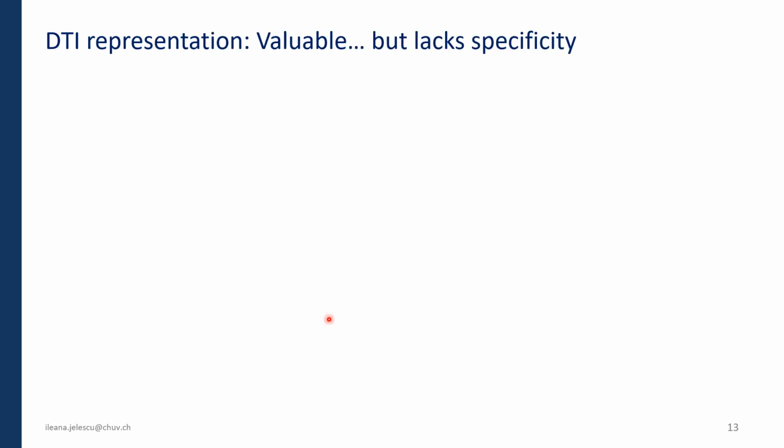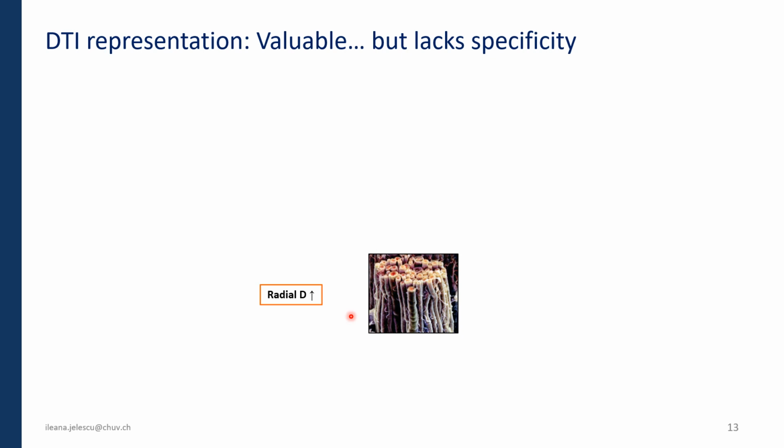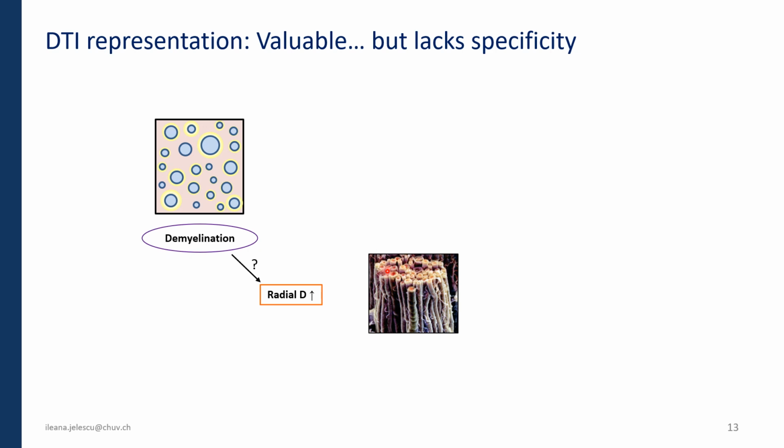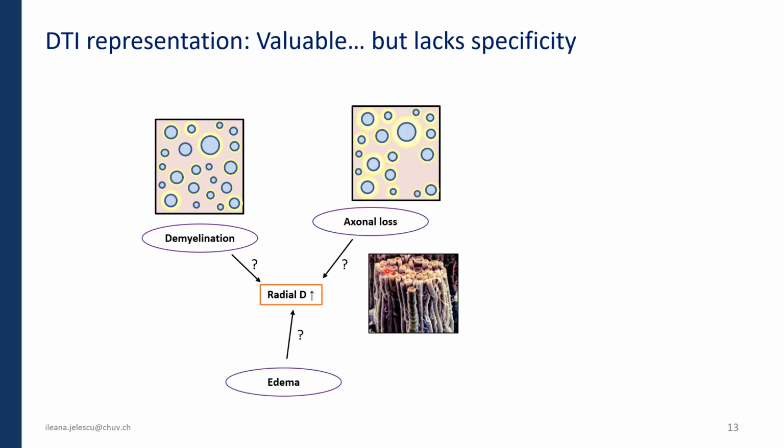Now, the DTI representation is extremely valuable, but it does have some limitation in that it lacks specificity. For example, if I measure an increase in radial diffusivity in a white matter voxel, what does it mean? This could be due to demyelination, axonal loss, or edema. Essentially, all of these processes will lead to the same effect on the MRI measure, and we cannot therefore invert the mechanisms and determine what actually happened to the tissue just by measuring radial diffusivity.